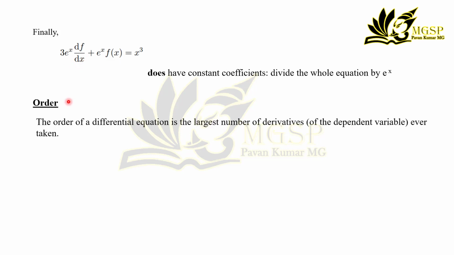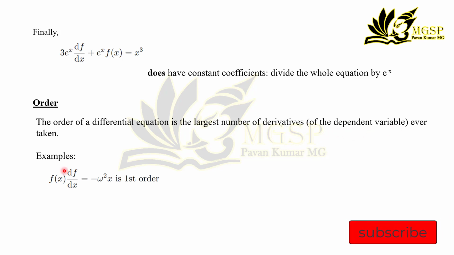What is an order? The order of a differential equation is the largest number of derivatives of the dependent variable. You have to keep in mind that this is the largest number of derivatives, not the power of the dependent variable, and not the independent one. This is the dependent one for every differential equation taken. So the example is df by dx. Here f is the dependent variable and x is the independent variable. So we consider the dependent variable only. Here the order of f is 1, so it is a first order.